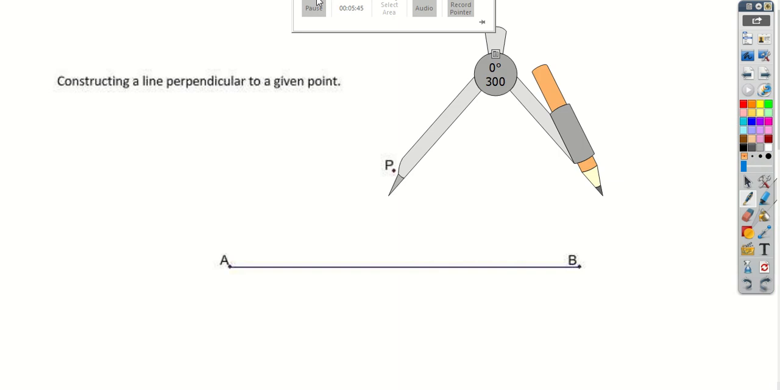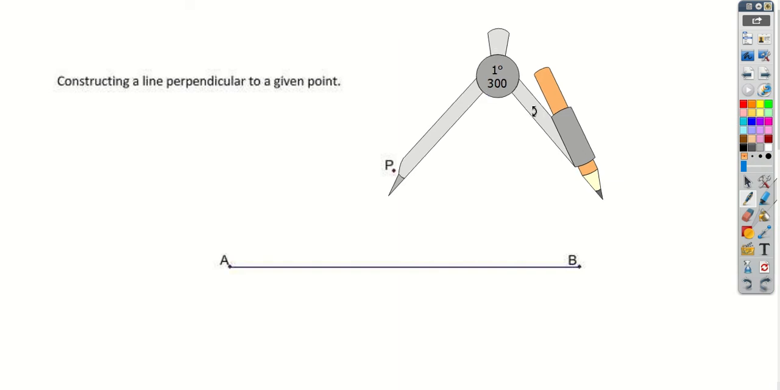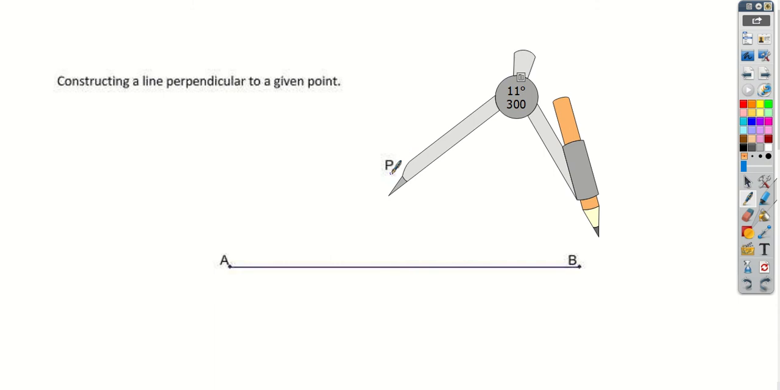Hold on a second. Okay, we're going to construct a line perpendicular to a given point. So this time, the point you can see is not on the line. So we want to draw a line perpendicular to AB, but it has to go through point P. So the first thing we need to do is figure out two points at the same distance away from P. And the problem is that A and B aren't the same distance.